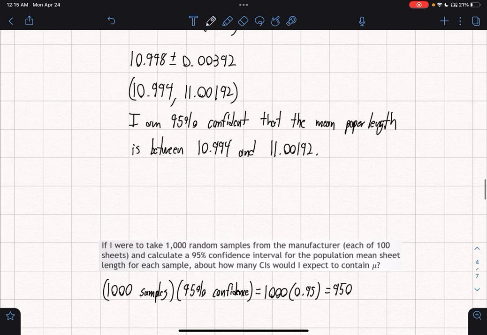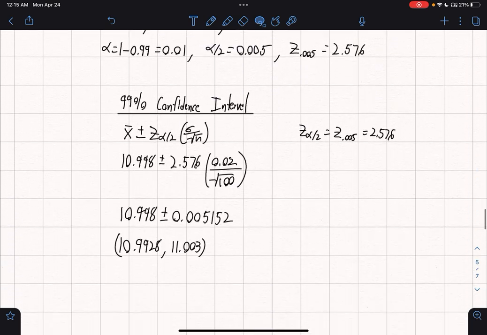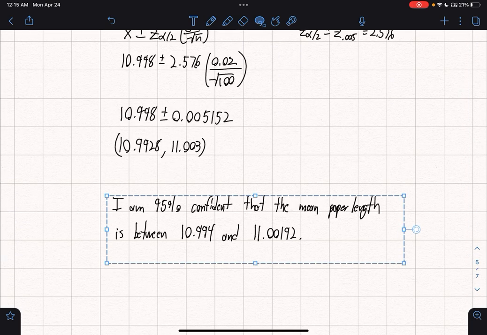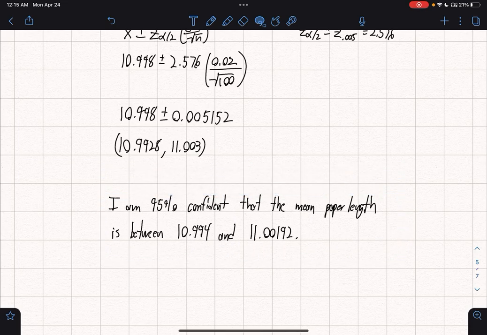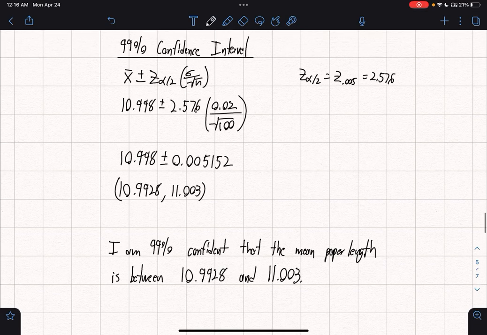Sorry, I'm lazy. I don't feel like rewriting the entire interpretation, so I am going to cheat and just copy and paste. So I am now, instead of 95%, I am now 99% confident that the mean paper length is between, so now I need to change these numbers as well, between 10.9928 and 11.003. There we go. We've now done a 95% confidence interval and a 99% confidence interval.